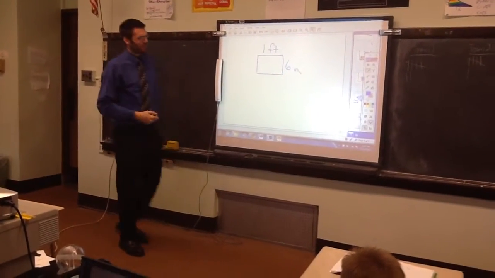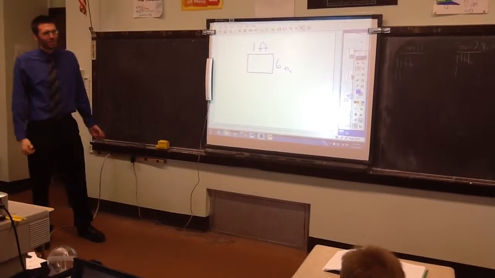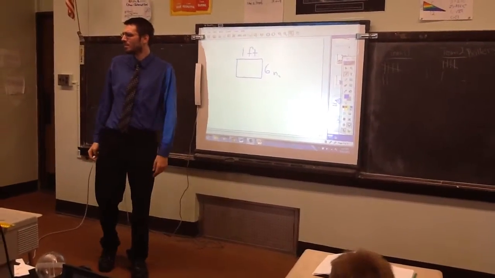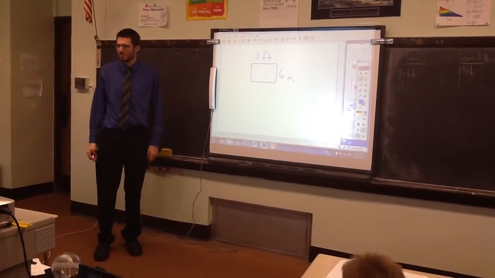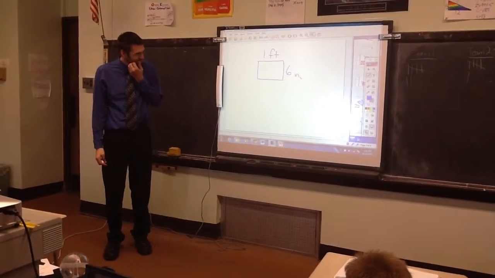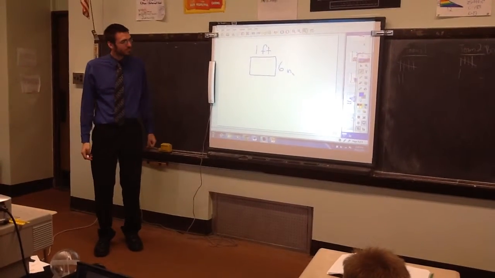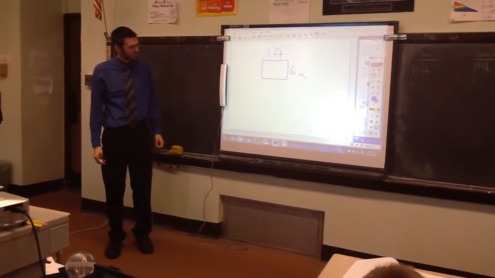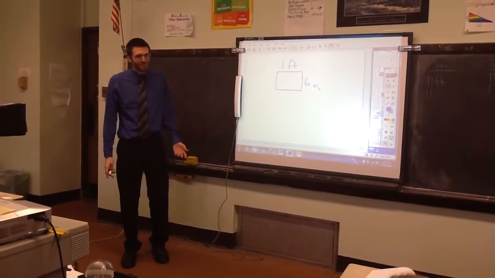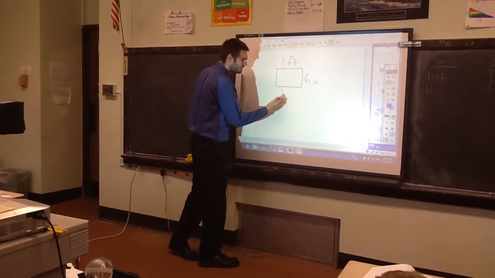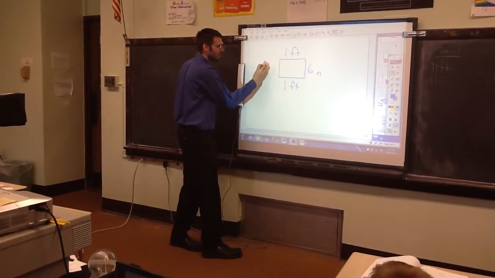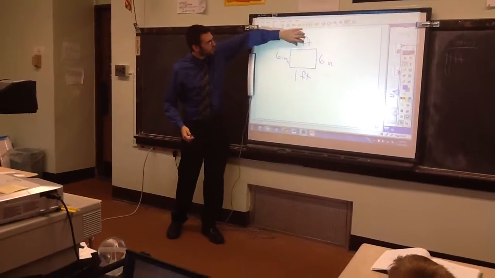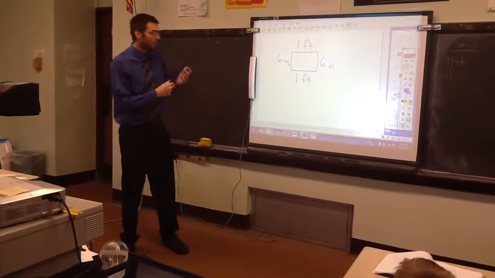Weird situation right here. Why is this problem different than all the other problems I've done so far? Because instead of all four sides being feet, the top and bottom are feet and the sides are inches. Is that going to be a problem when I try to solve this? If I put that as 1 foot and 6 inches, can I still add these? Can I still say this is 6 plus 6 plus 1 plus 1? So that would be 14?